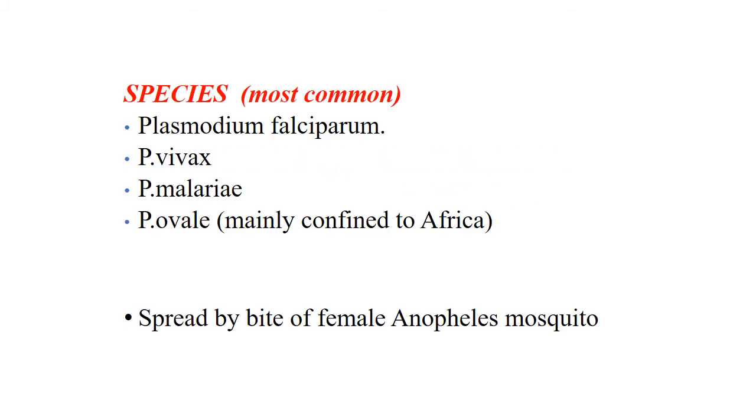Today's lecture is anti-malarial drugs. The most common species of Plasmodium which cause malaria are Plasmodium falciparum, Plasmodium vivax, Plasmodium malariae, and Plasmodium ovale. Plasmodium ovale is mainly confined to Africa. Malaria is spread by the bite of the female Anopheles mosquito.